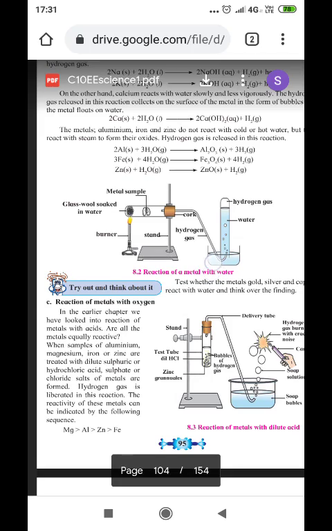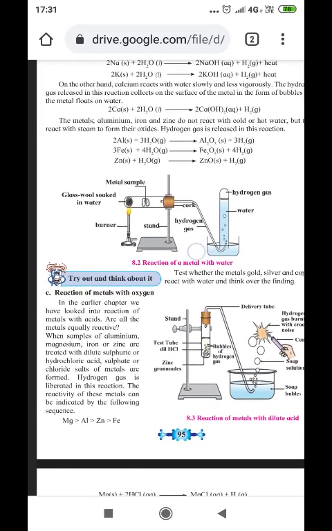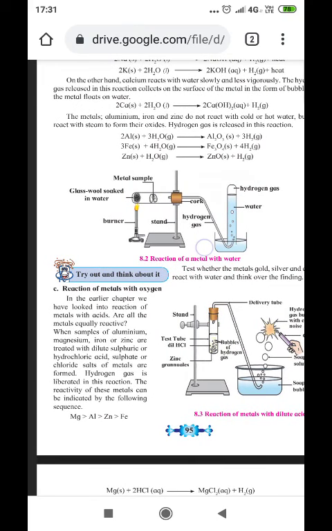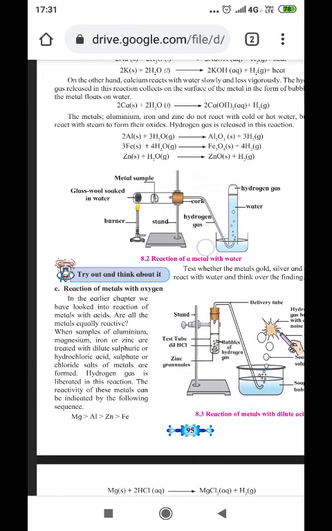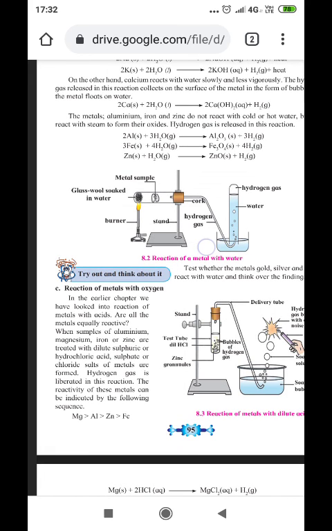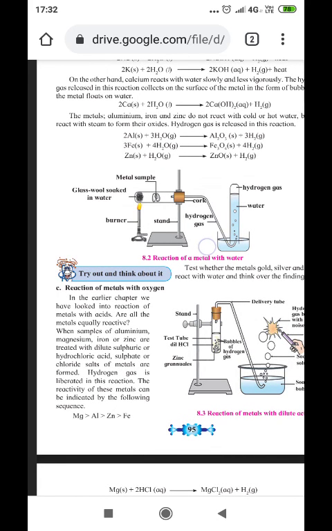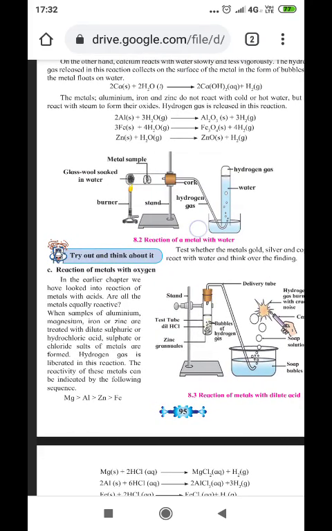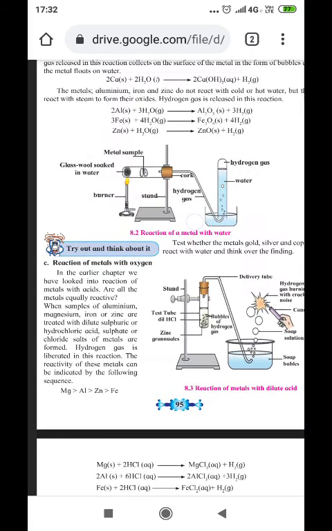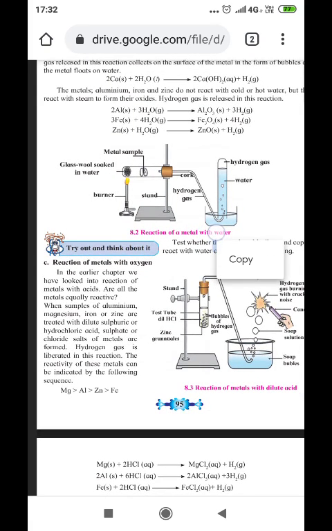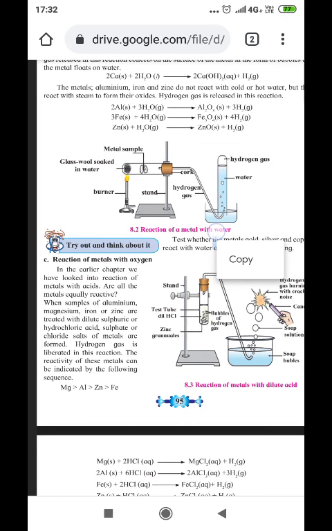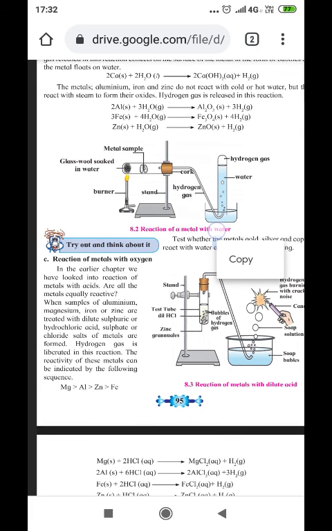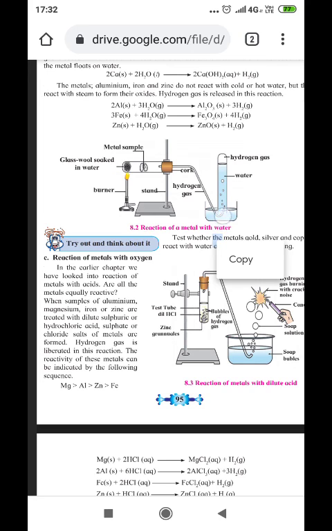The metals aluminium, iron, and zinc do not react with cold or hot water, but they react with steam to form their oxides. Hydrogen gas is released. So in cold or hot water they do not react, but in the form of steam, that is vapor, it reacts with these metals, and they form the respective oxides, and hydrogen gas is given out. For example, aluminium reacts with steam to form aluminium oxide, and hydrogen gas is given out. Iron reacts with steam to form iron oxide, and hydrogen gas is given out. Zinc reacts with steam to form zinc oxide, and hydrogen gas is given out.